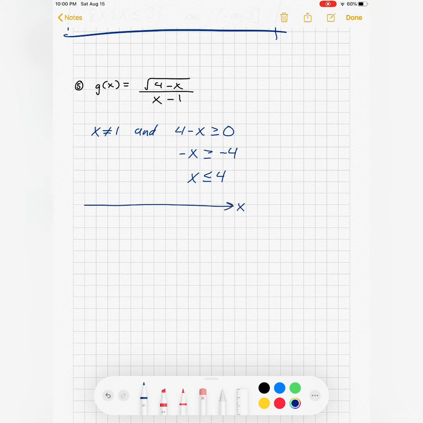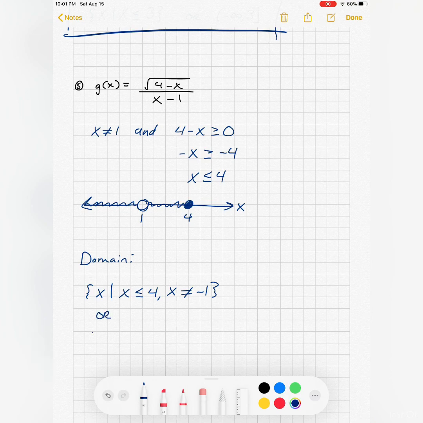So how do I combine this to actually write out the domain? I would think about a number line. I want to say x is less than or equal to 4. So that'd be everything over here, right? Except that x cannot equal 1. So I'm leaving out 1. So how would I actually write out the domain? Well, if I want to do set builder notation, I'd say the set of all the x's where x is less than or equal to 4, x does not equal 1.